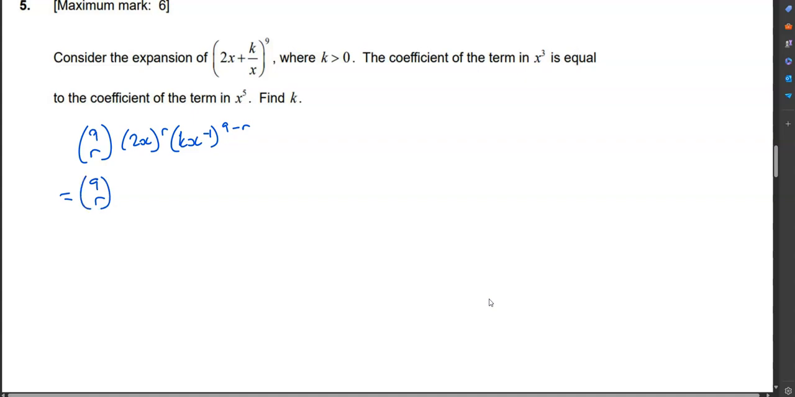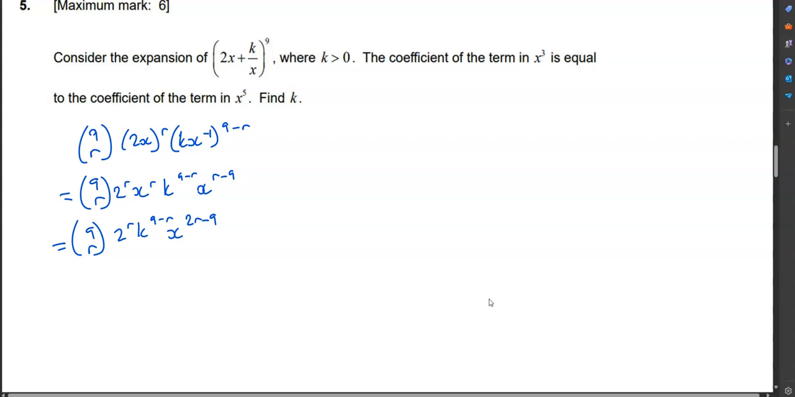This is probably the most fundamental skill for these binomial questions. If you think you can, pause the video and try this yourself now, that would be good. So we have 2 to the power of r, x to the power of r, k to the 9 minus r, x to the r minus 9, which gives me 9 choose r, 2 to the power of r, k to the 9 minus r, x to the 2r minus 9.